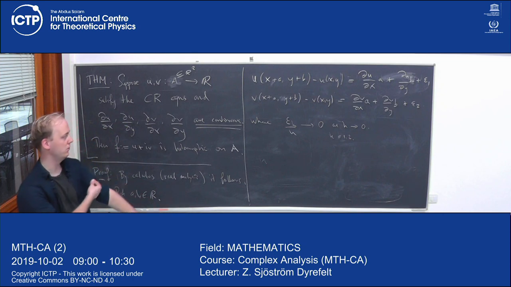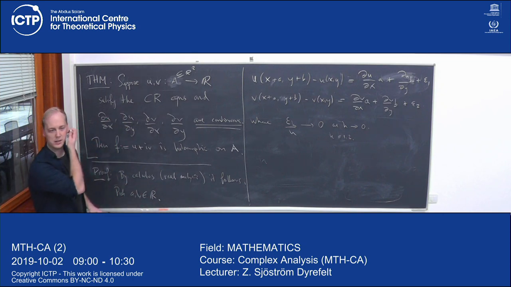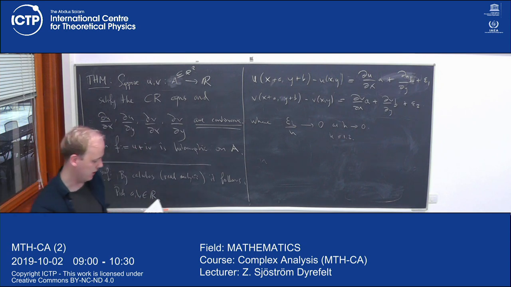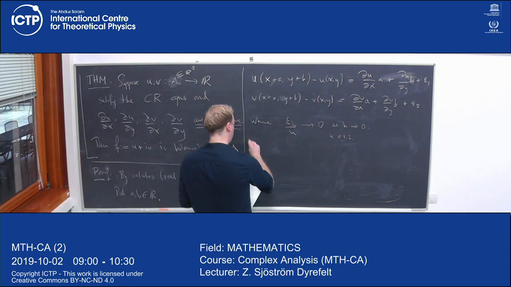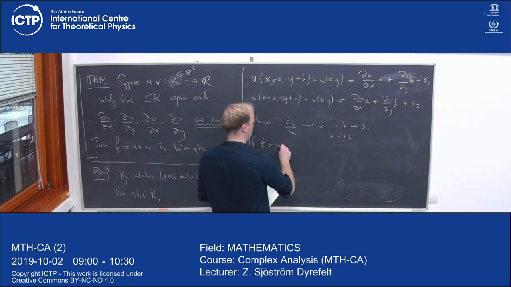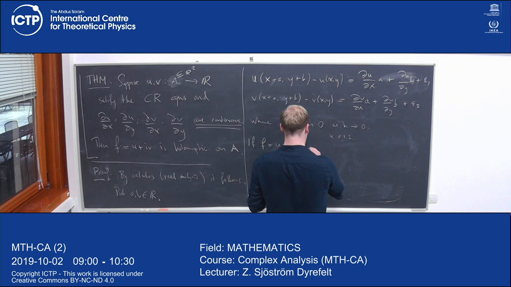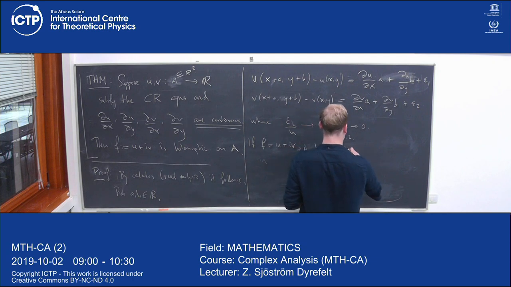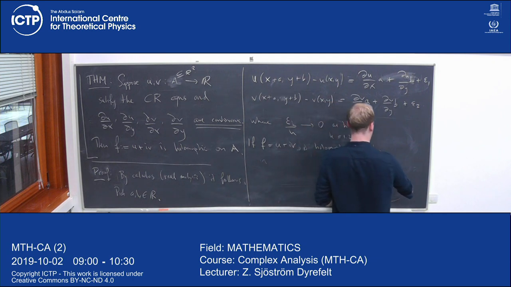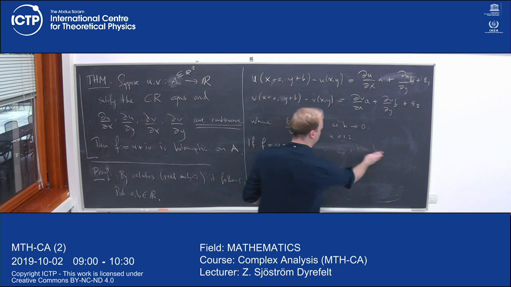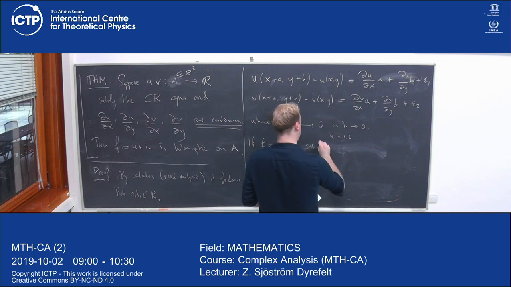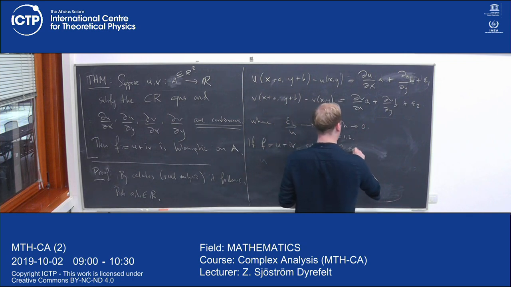So far we haven't used the Cauchy-Riemann equations. Now I just said that the partials exist and are continuous. Okay? So then I can do this. Now, if f equals u plus iv satisfies the Cauchy-Riemann equations.